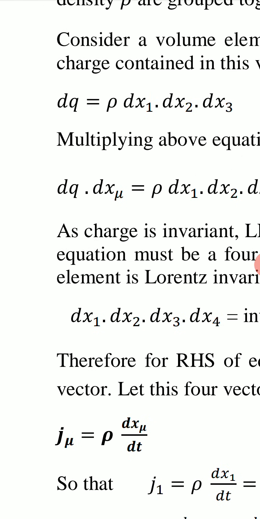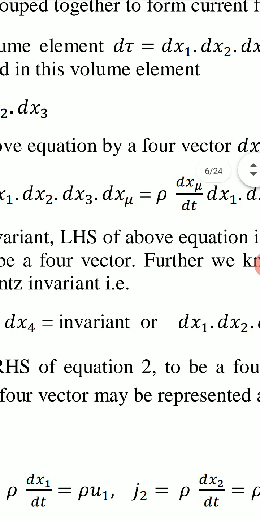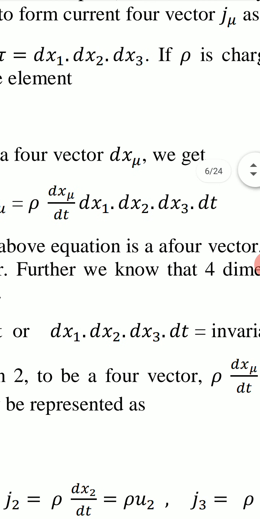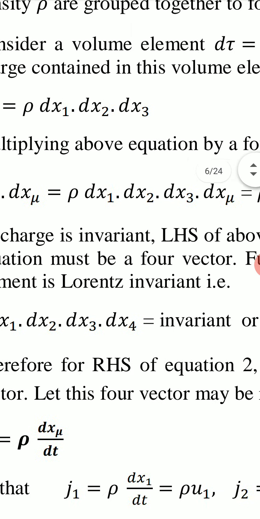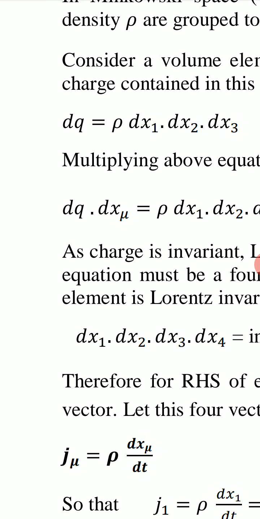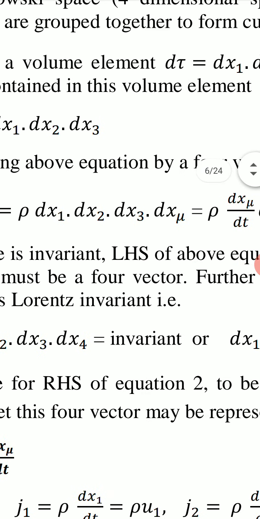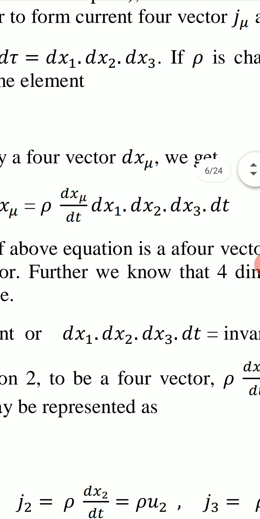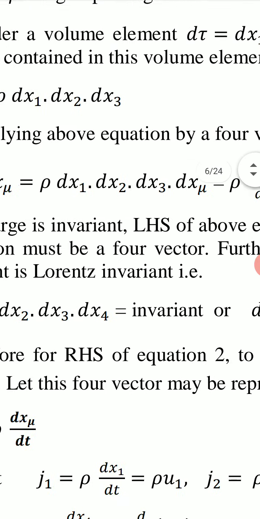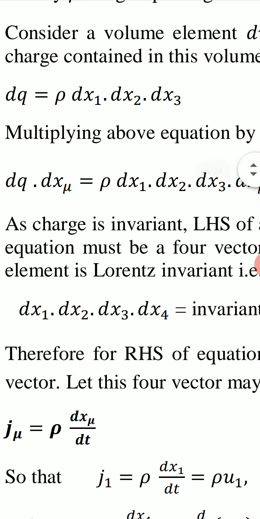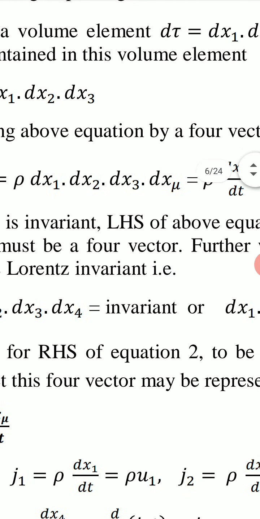As charge is invariant, the left hand side of the above equation is a 4 vector. In the left hand side we have dq into dx mu. dx mu is a 4 vector and charge dq is invariant. So the left hand side of this equation is a 4 vector. So the right hand side of this equation must be a 4 vector.